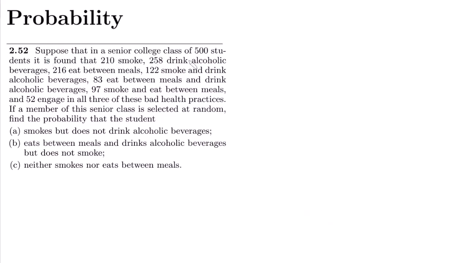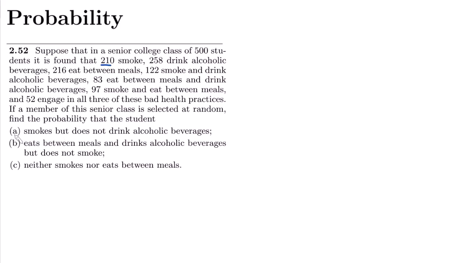Hello guys, so this is question 2.52, and the statement of this question is: suppose that in a senior college class of 500 students, it is found that 210 smoke, 258 drink alcoholic beverages, 216 eat between meals, 122 smoke and drink alcoholic beverages, 83 eat between meals and drink alcoholic beverages, 97 smoke and eat between meals, and 52 engage in all three of these bad health practices. If a member of this senior class is selected at random, find the probability that the student.